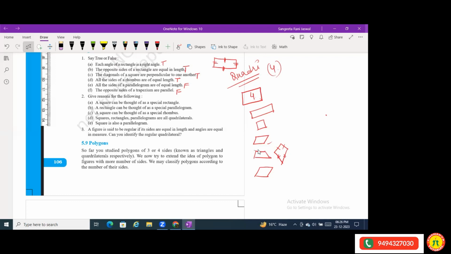Okay, Soumya, suppose this is a trapezium. Here, this one pair of opposite sides is parallel. This is not parallel to this, because they will meet somewhere. But these two sides are parallel. Only one pair of opposite sides is parallel. Yes, ma'am.